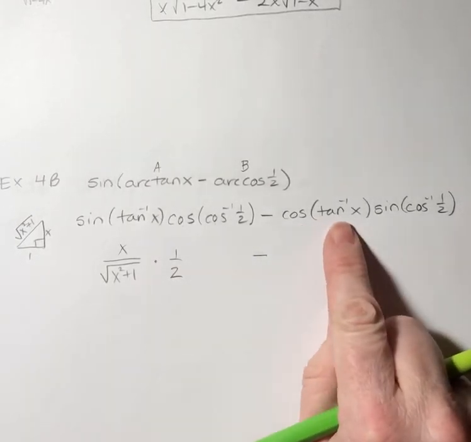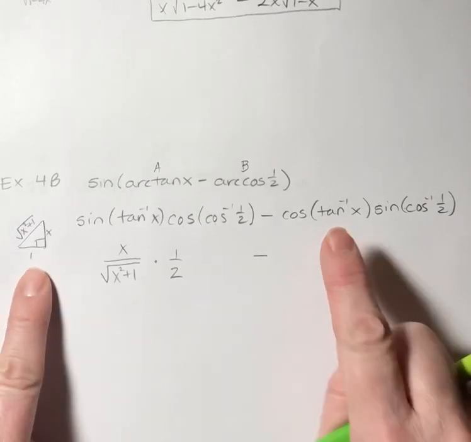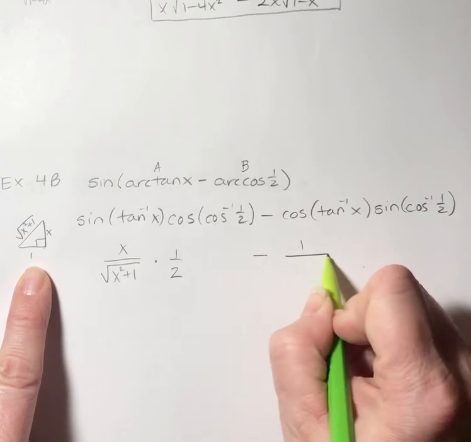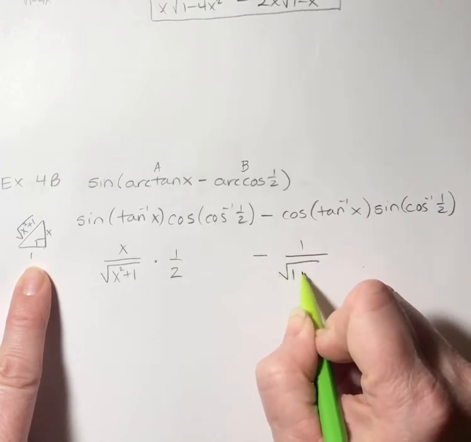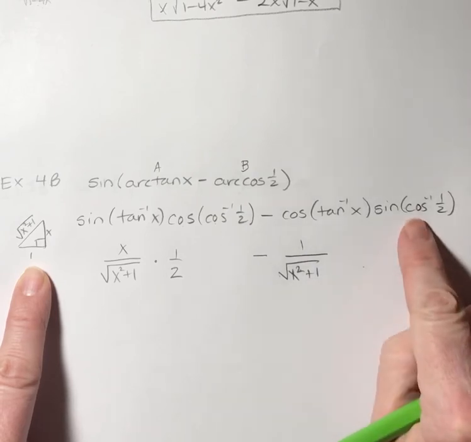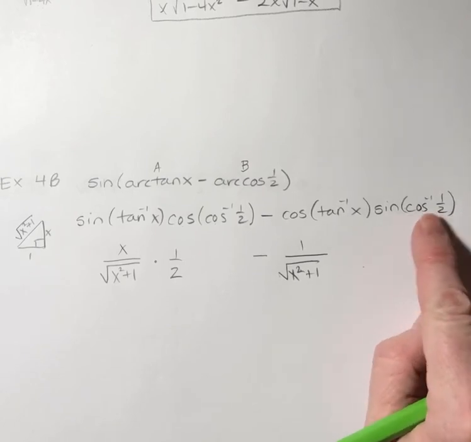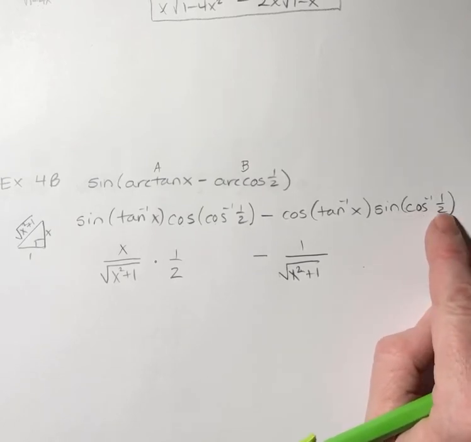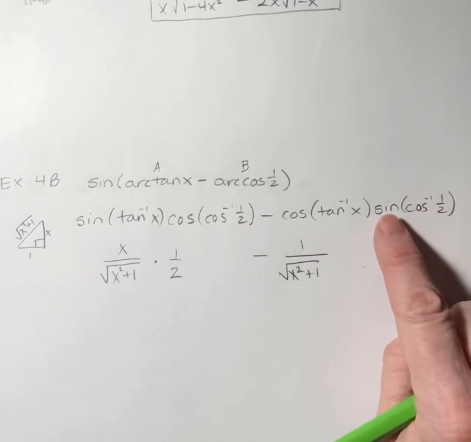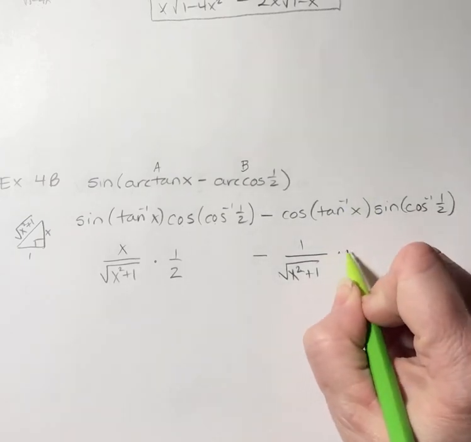Cosine of inverse tangent, I get away with being able to use that same triangle again. So the cosine of this one is going to be 1 over the square root of x squared plus 1. And then inverse cosine of 1/2 is saying, where is the cosine 1/2? Well, the cosine is 1/2 at pi thirds, and the sine of pi thirds is the square root of 3 over 2.